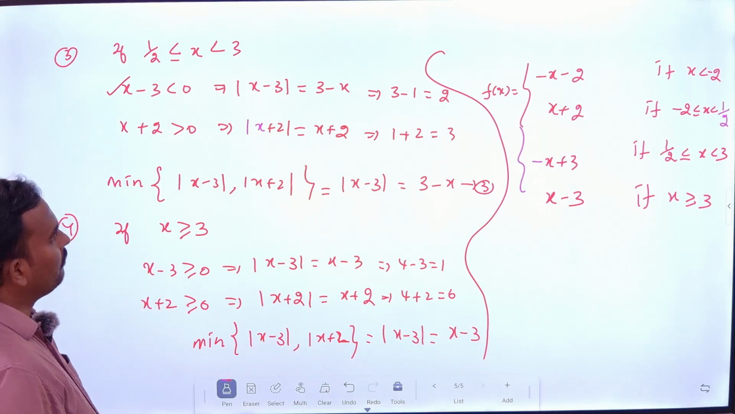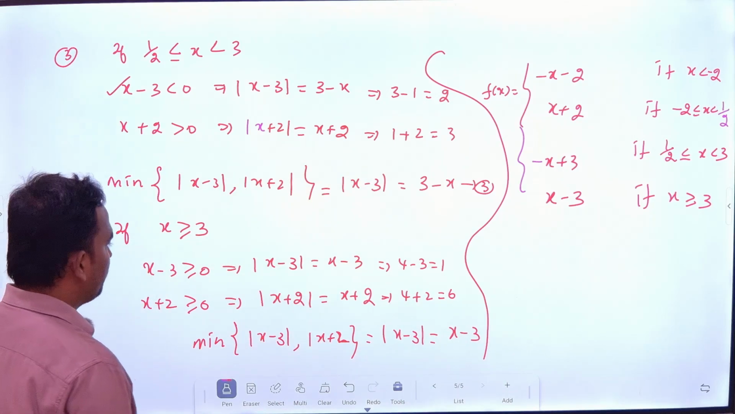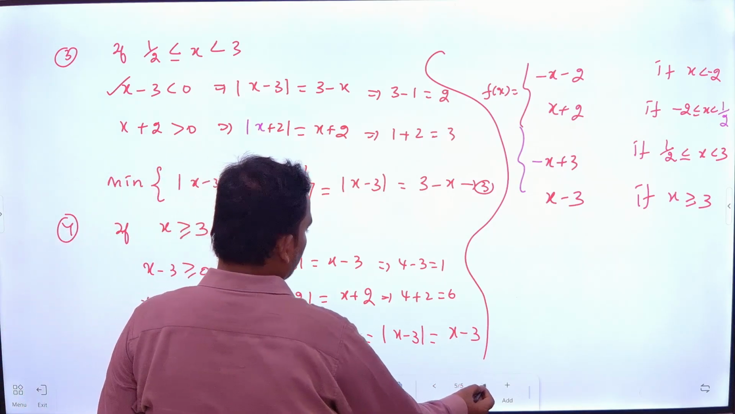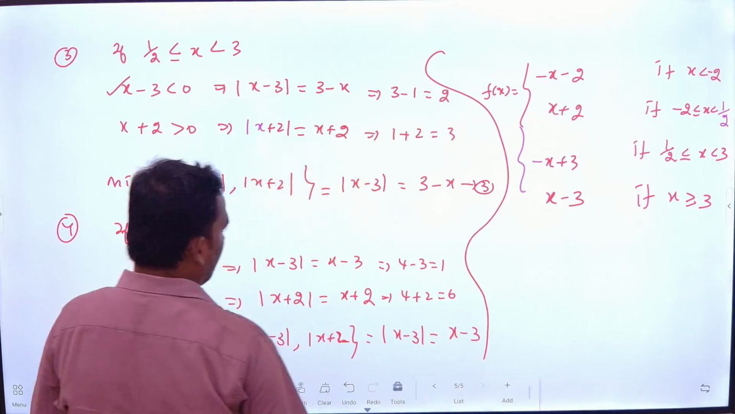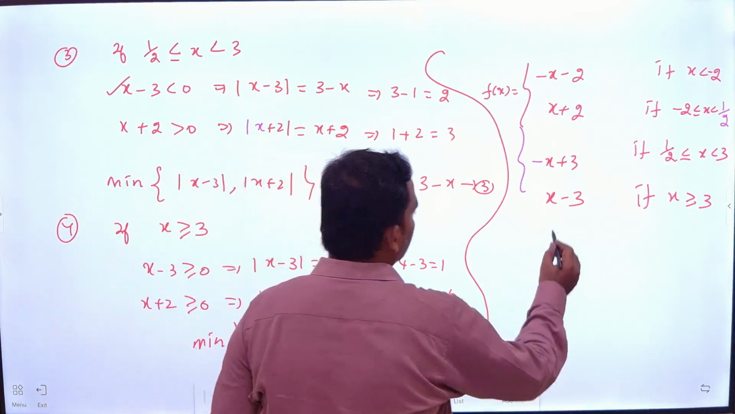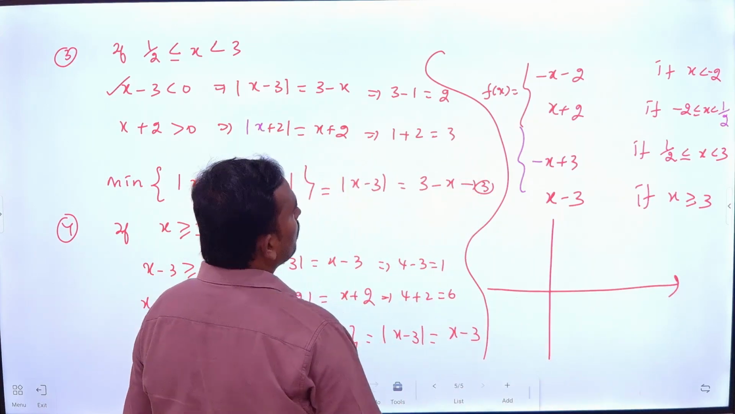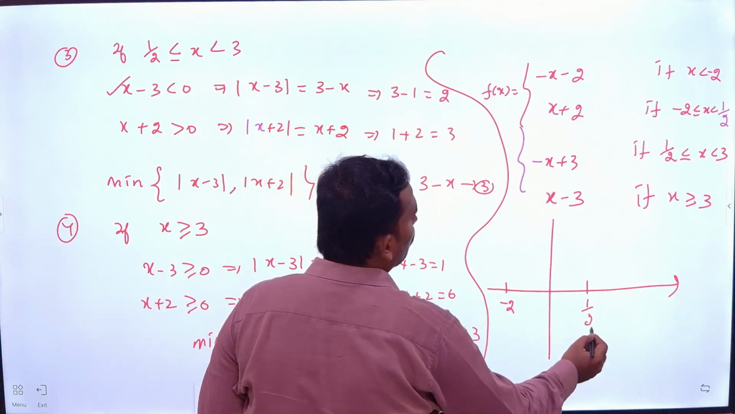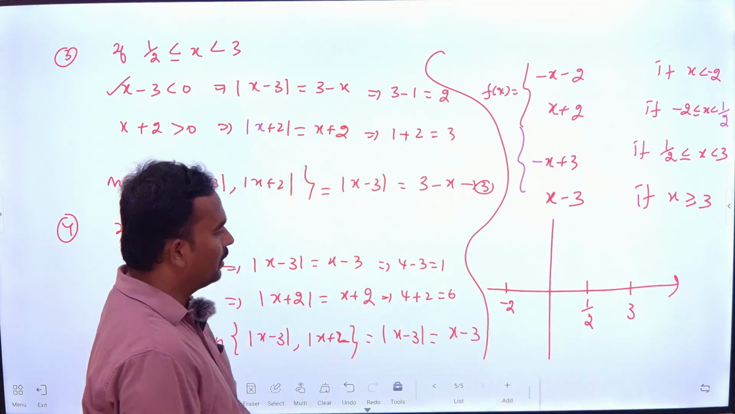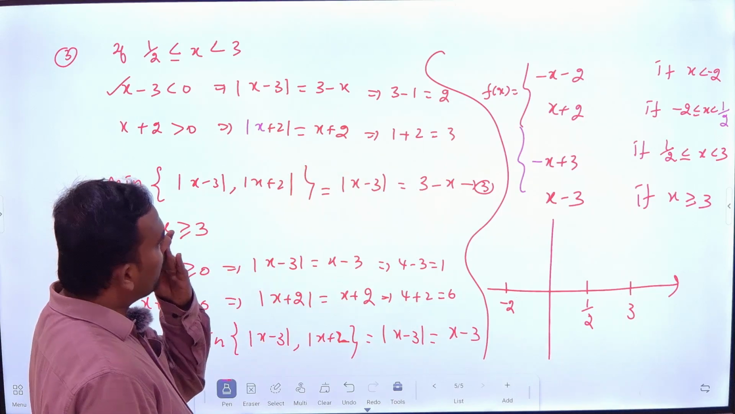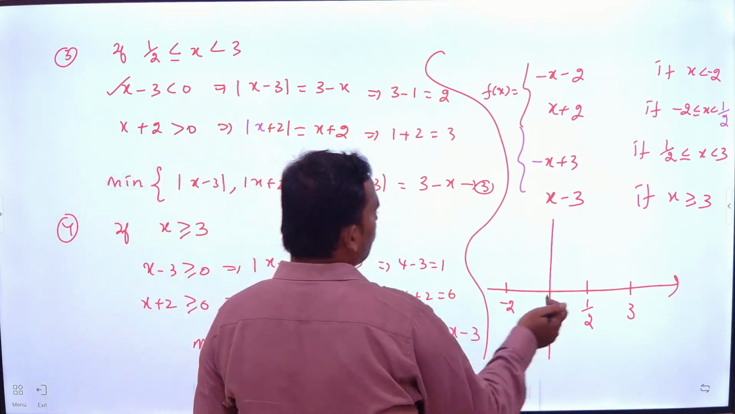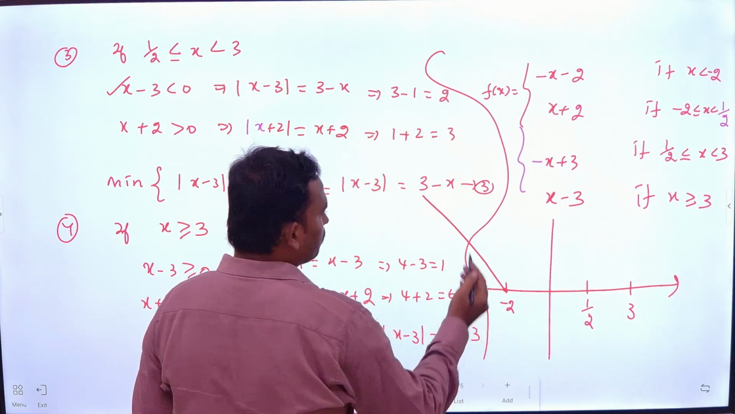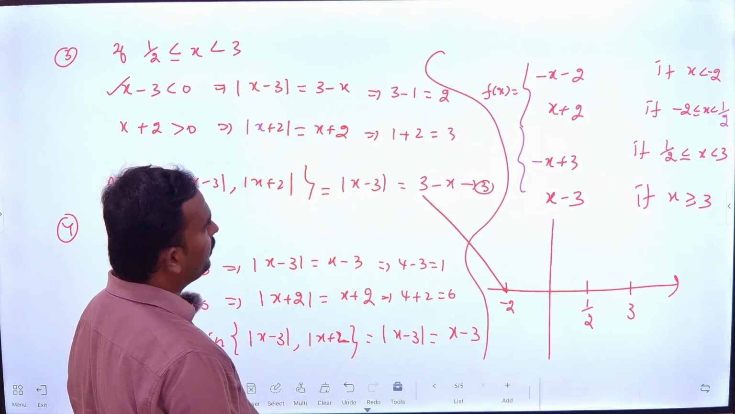Okay. So how to draw the graph? You can draw the graph quickly. So I will take another page. Otherwise, you can check here quickly. So we take x less than minus 2, minus 2 to 1 by 2, 1 by 2 to 3, and more than 3. If I take x less than minus 2, minus x minus 2, the minus x graph has a negative slope. It is just shifted 2 units down, right? Minus x minus 2.